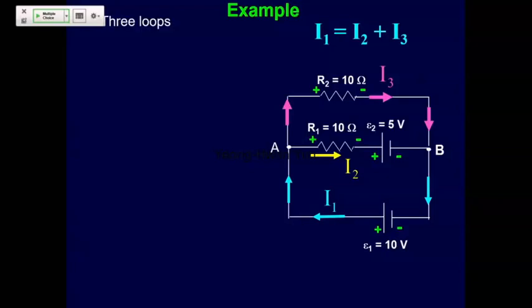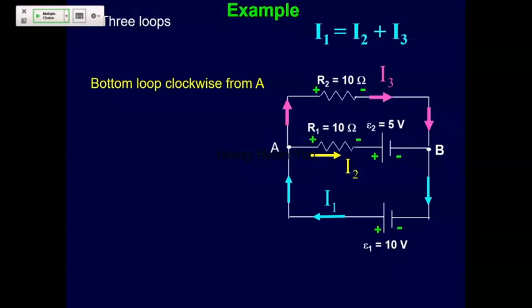All right, and so now what we're going to do is we have three loops. So here we've got this bottom loop, the top loop, and then the outside loop. So we've got three different loops. So the bottom loop, clockwise from A. And so I pick A. Now, here's the thing. I happen to be going with the direction of the current, but I don't have to. Okay, that's just the way that I did it. If you go the other way, you'll get the exact same equations, just with negative signs instead of positive signs.